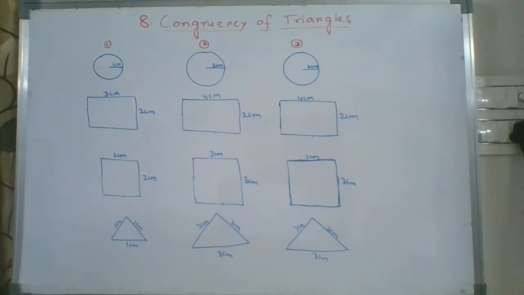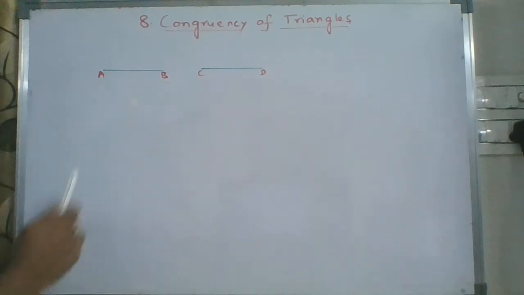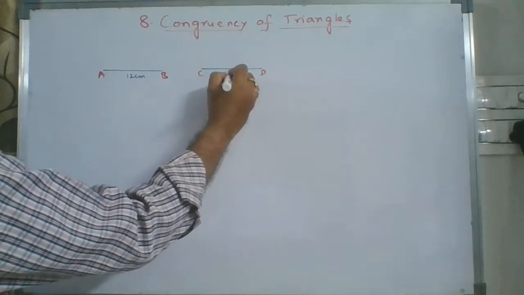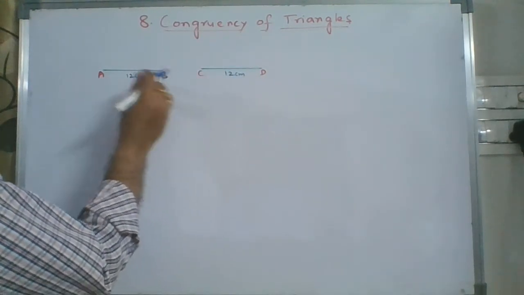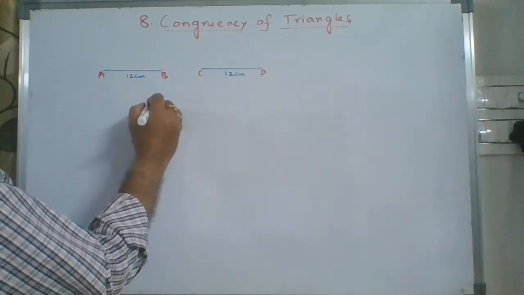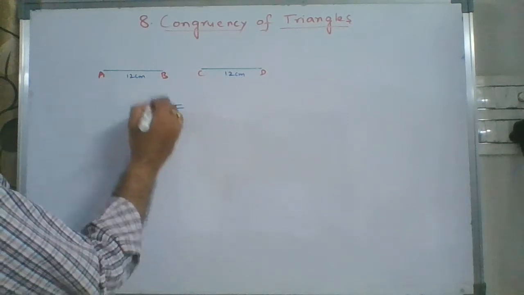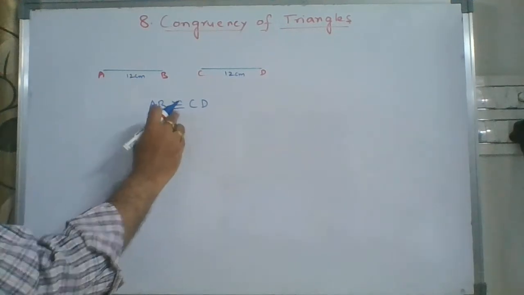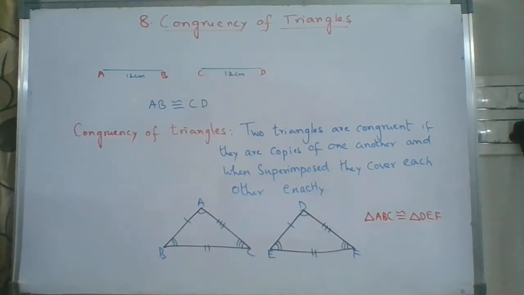Now here in this, see, there are two line segments, and each is of length 12 centimeters. When the lengths are equal, these two line segments are known as congruent line segments. So we represent that with this symbol. AB is the line segment and it is congruent to CD. This is the symbol used for congruency. Okay. Now, the congruency of triangles.